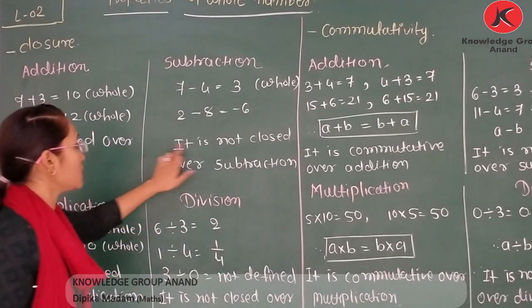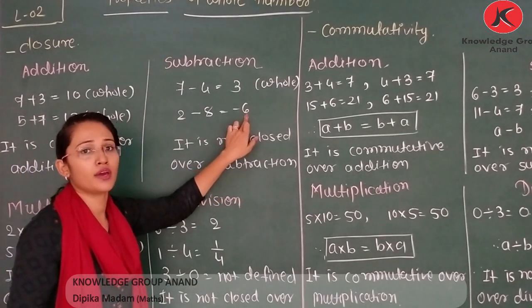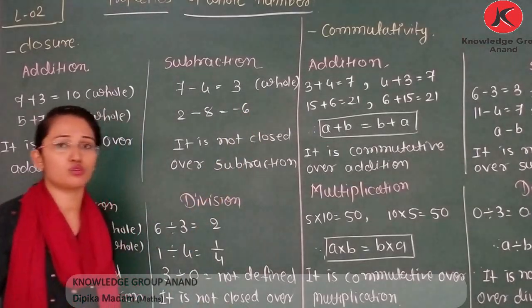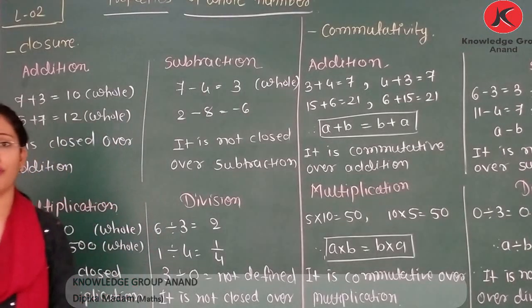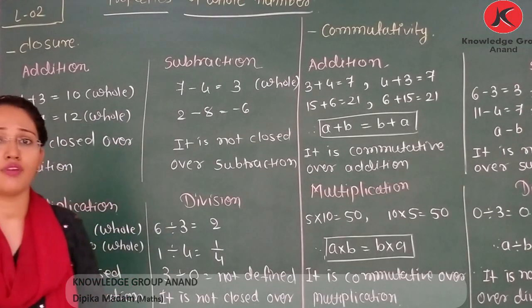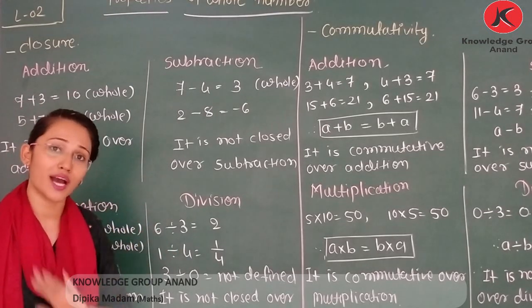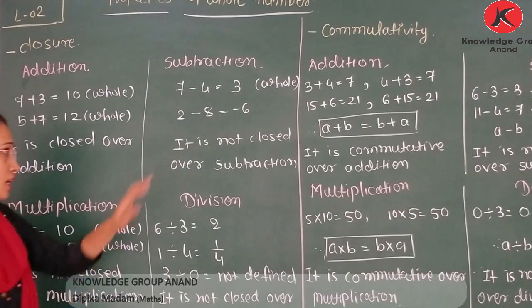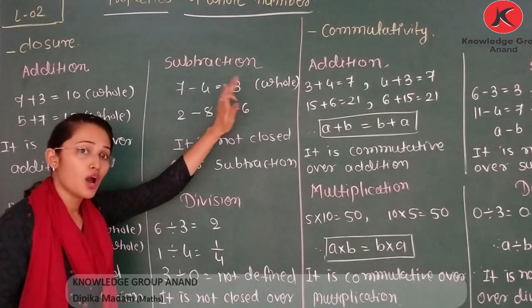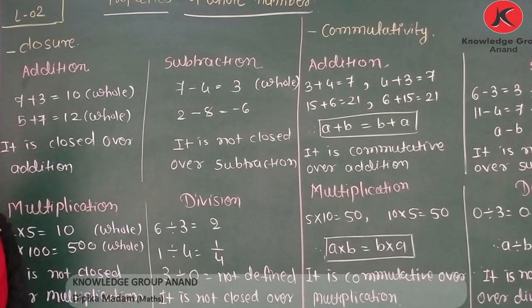That's why it is not closed over subtraction. -6 is not in whole numbers. -6 does not come in whole numbers. That's why it is not closed over subtraction. When can we say a group of numbers satisfies a property or not? How do we say it? When the operation is true for all numbers, then we say the property is satisfied. Here for 7 and 4 it is true, but for 2 and 8 it is not true, so it is not satisfying the condition. Okay, next we will check for multiplication.